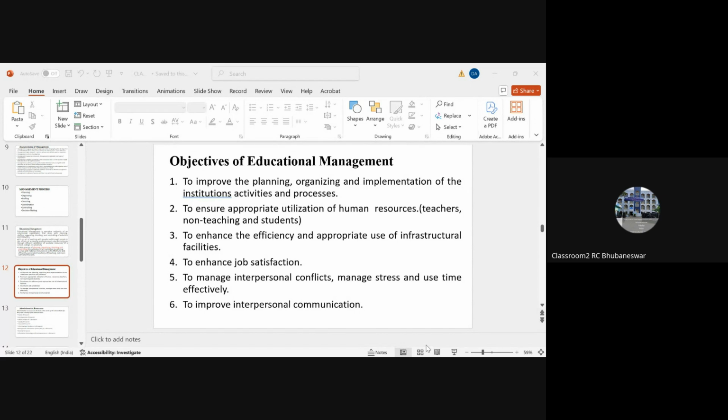But what is the educational management doing in our Odisha? They are not giving NOC for higher study.